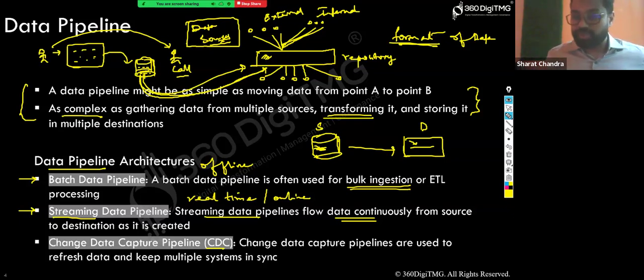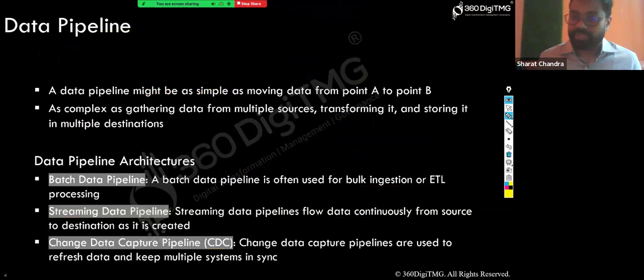So it's a combination of these two. We have already moved the entire data, but when a change happens, only the change is reflected. So these are broadly the three different types of pipelines that industry uses with respect to data flow.